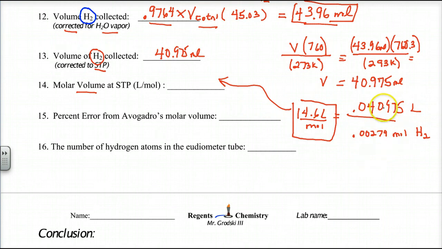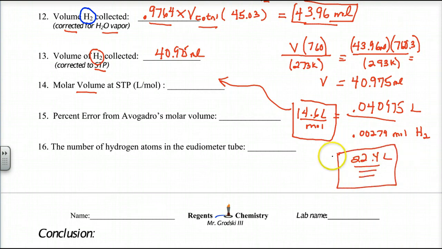Let's find what it would be for 1 mole, just like we divided by how many grams in our lab. So by dividing by moles, we should get 22.4 liters per mole. And I bet if you follow along, your number is close to this. It's not perfect because of some experimental and some real gas errors. Then I want you to do a percent error and find the number of hydrogen atoms in the eudiometer tube. So do that for homework.